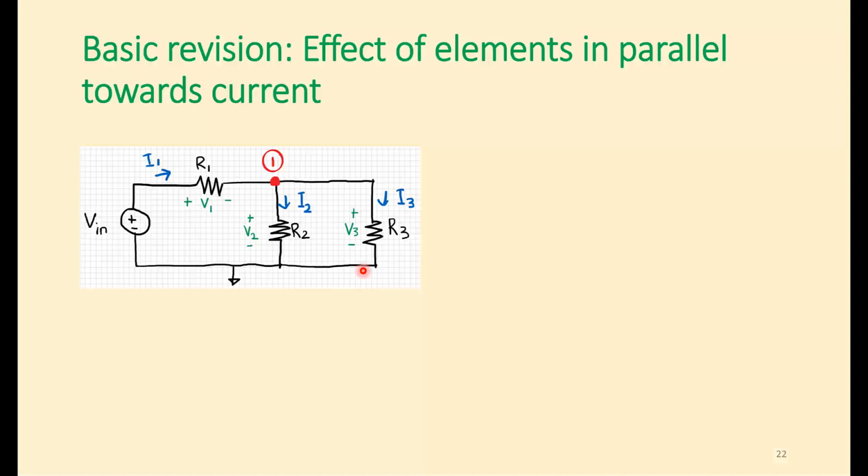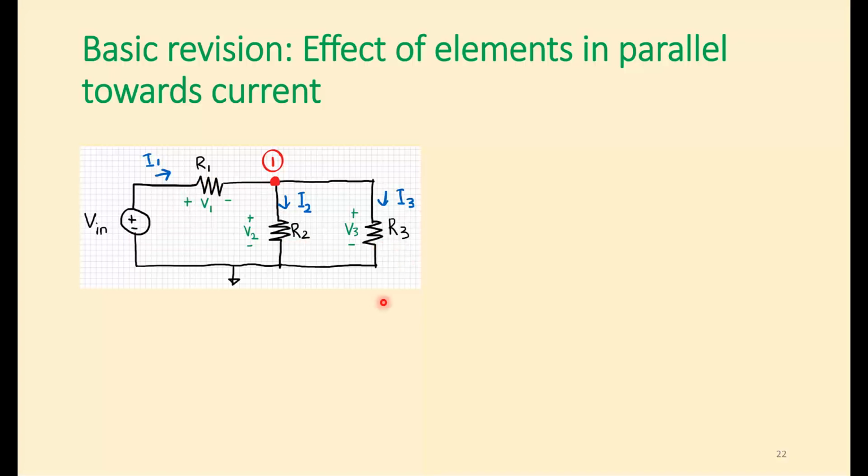Okay, before we go on, again, the yellow background, we have to do some basic revision. We want to have a look at the effect of elements in parallel on current. These are basic stuff, right? I think you studied this in SPM, or maybe in diploma, or in your foundation years. So you have Vin, and then you have R1 connected to R2 that is in parallel with R3.